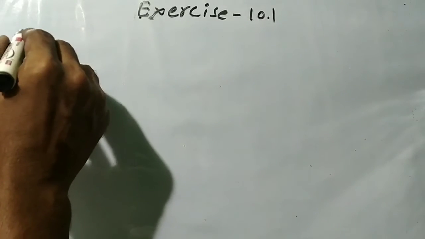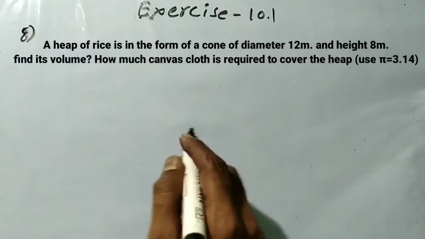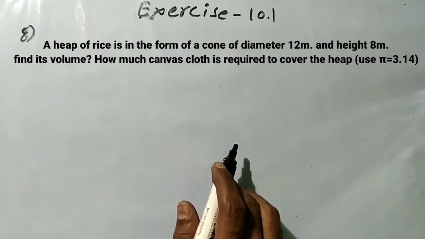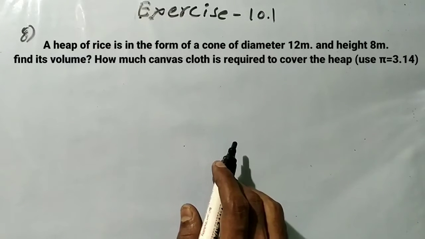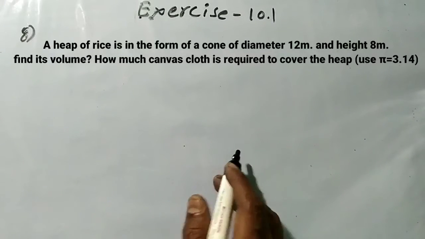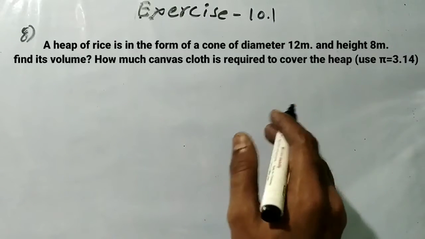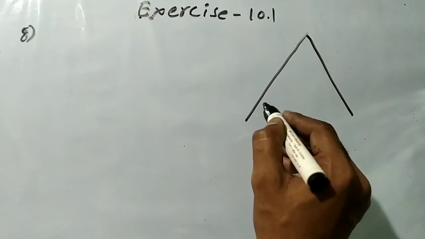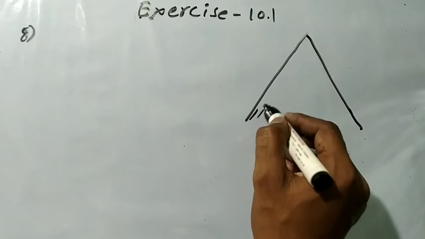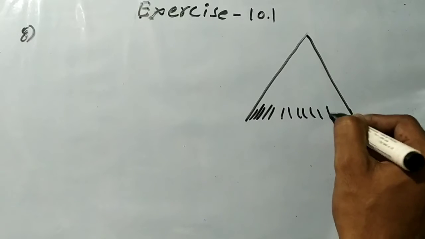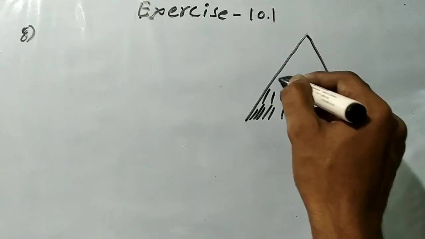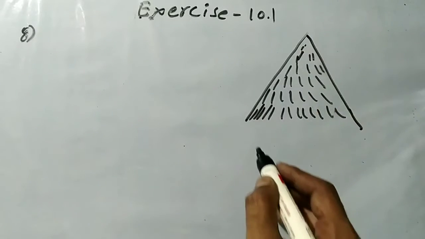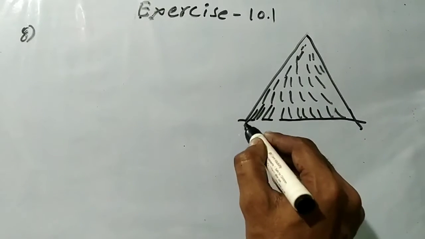So the eighth one is, they have given a heap of rice in the form of a cone of diameter 12 meters and height 8 meters. That is a heap of rice, but they have constructed it here with all the paddy bags in this way, which forms a right circular cone.